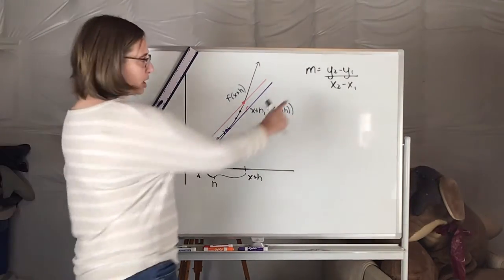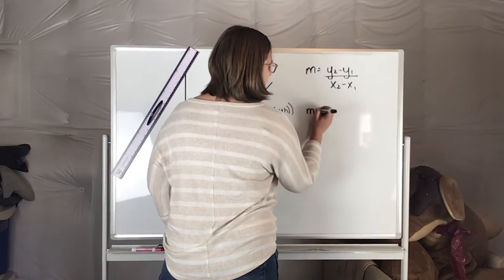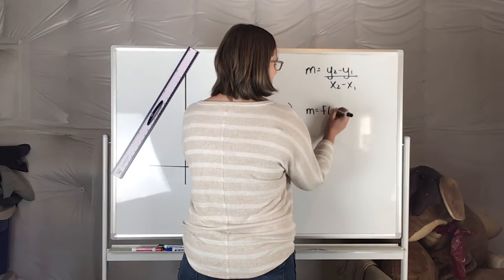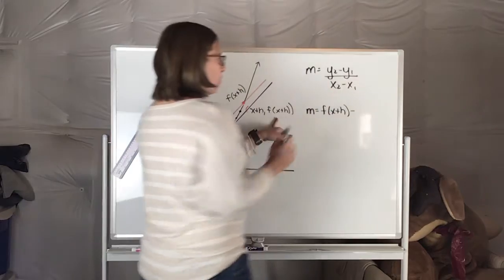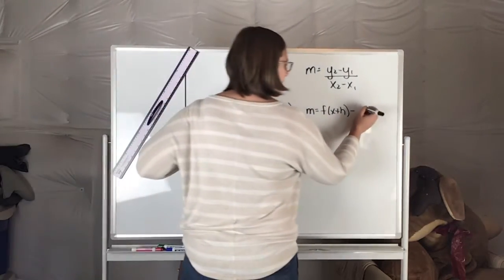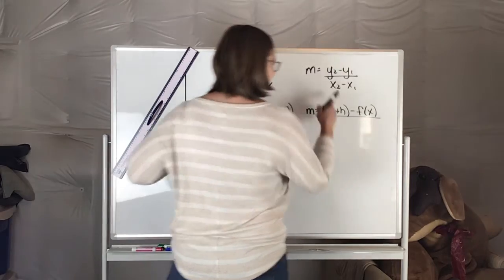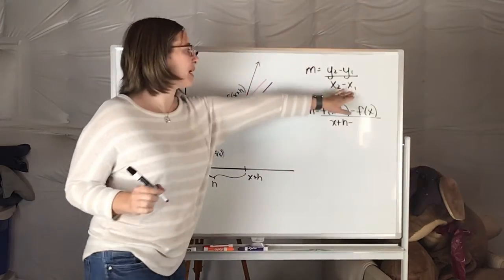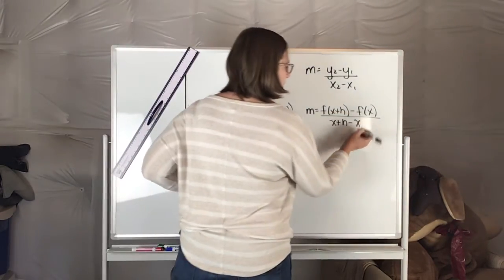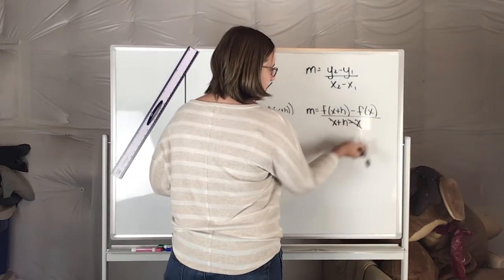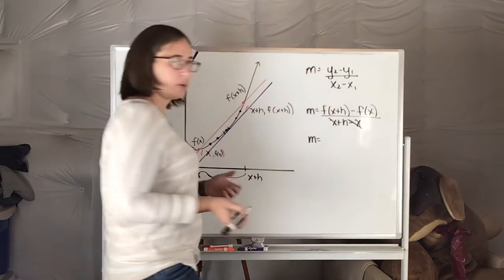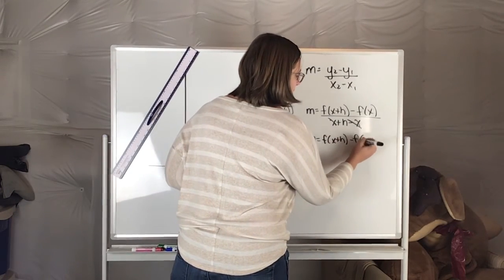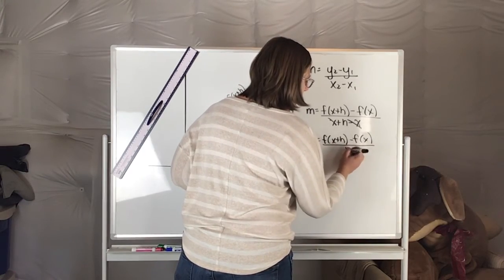So then if we take our slope equation, we can rewrite it with some substitution. Instead of y2, we can use f of x plus h. Instead of y1, we can do f of x. Instead of x2, we can do x plus h. And instead of x1, we can do x. And that's going to simplify where x and minus x cancel out. So another way of writing slope using function notation is f of x plus h minus f of x all over h.